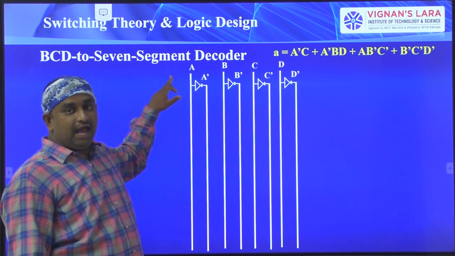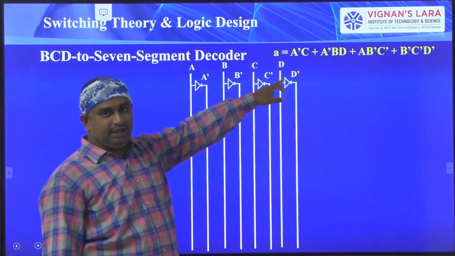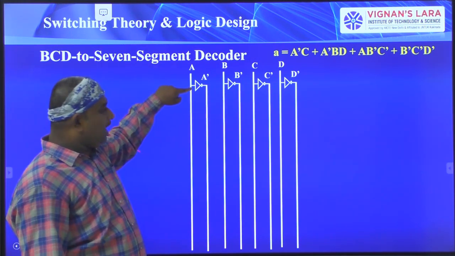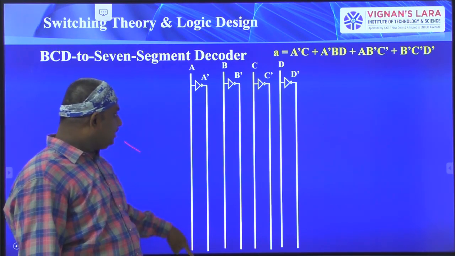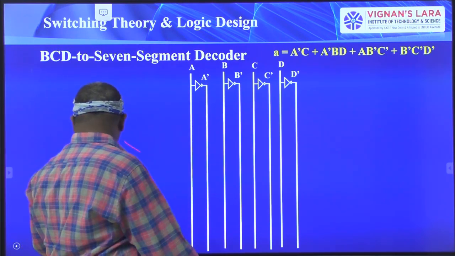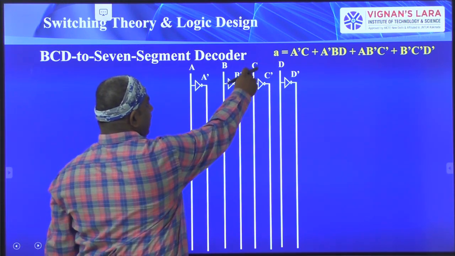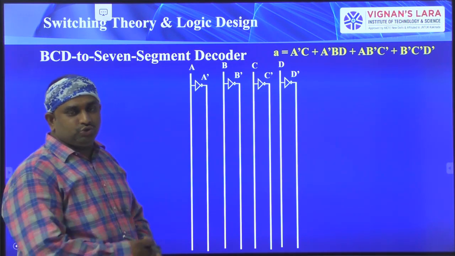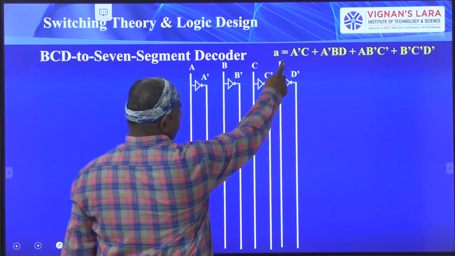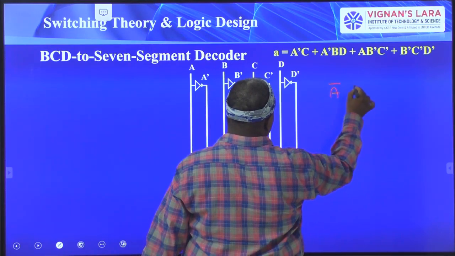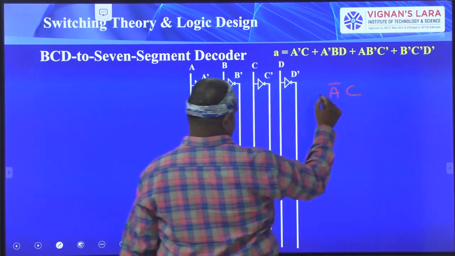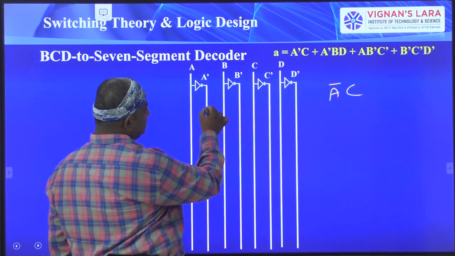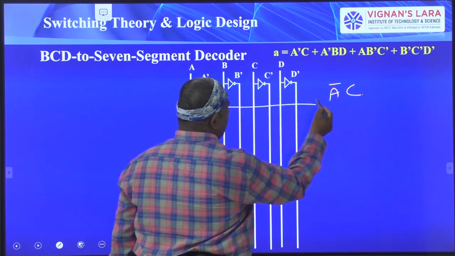So for that I have 4 inputs A, B, C, D and its complement forms A bar, B bar, C bar, D bar. Here I have taken A and used an inverter to represent A bar, and I have taken B and represented B bar, then C bar, then D bar. Now our task is to draw this diagram. First I have to draw the logic diagram for A bar C. So this is the A bar signal I have taken here.